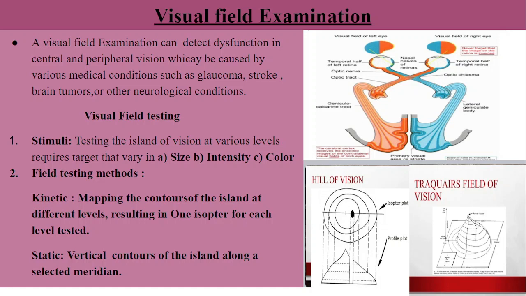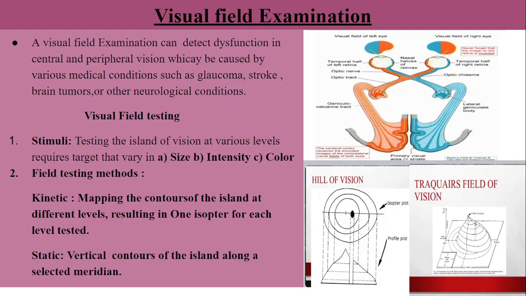Intensity. Under stimuli intensity, targets of different intensity can be used to test the sensitivity of different parts of the visual field. Dimmer targets are used to test for early signs of visual field loss, while brighter targets are used to test for more severe visual field loss.